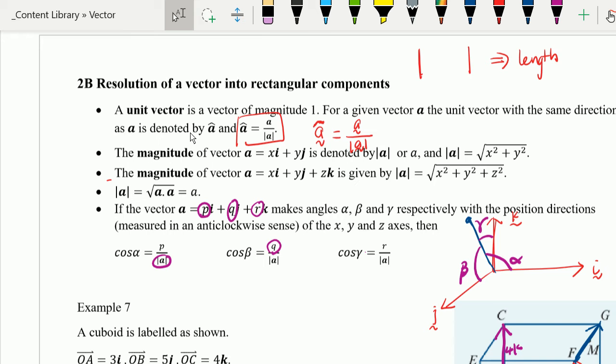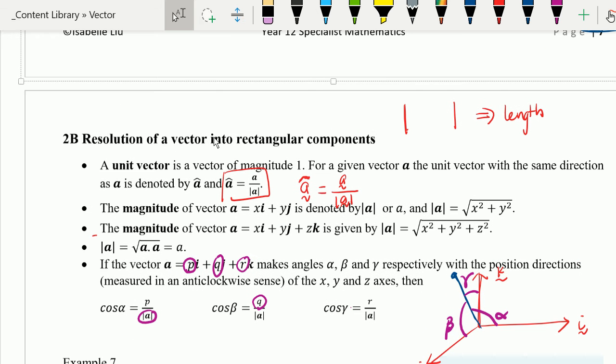Next one, first of all, what is a unit vector? Okay, this is a very important definition. A unit vector is a vector in the same direction as the original vector, but with a length of 1. So if that's a vector A, unit vector A will be here, with length 1 but pointing exactly the same way as the original vector.